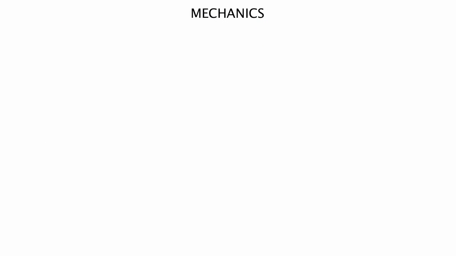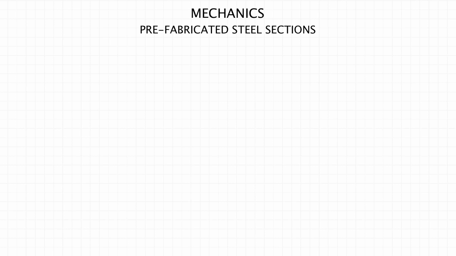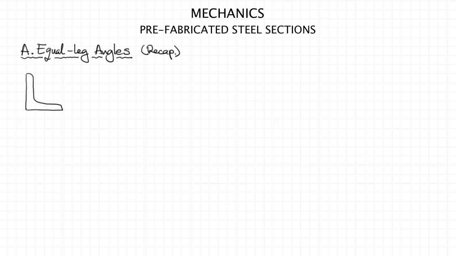Hello again. In this lecture, we will discuss prefabricated steel sections as opposed to the more general custom sections. Just to remind you, the general custom sections would be simple sections like squares, rectangles, triangular sections, circular sections, and so forth. But with regard to prefabricated steel sections, let's start with the first type of section, equal leg angles, which is the same section that we discussed before when we analyzed and designed trusses.